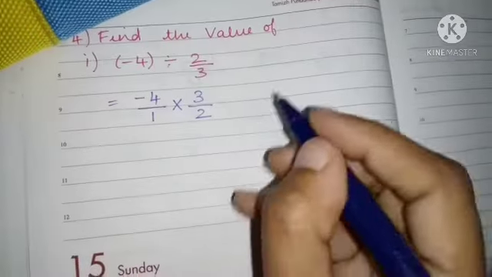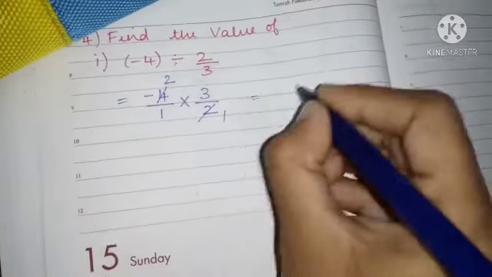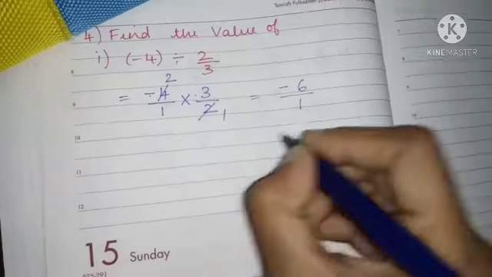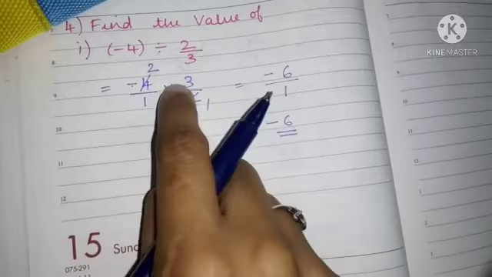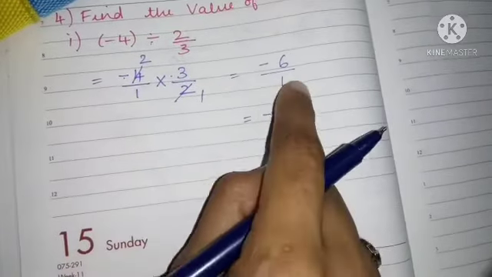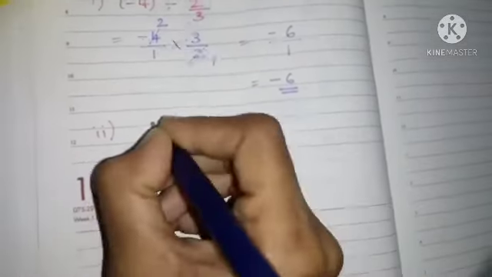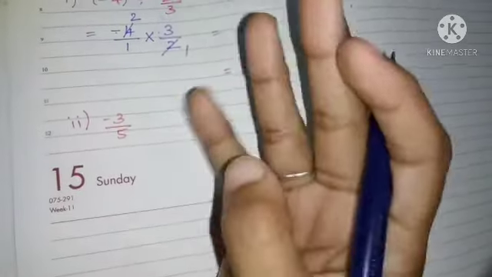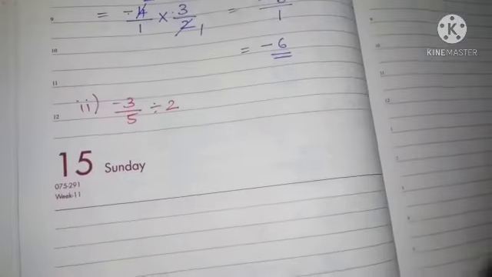Now shall we cancel anything? 2 1s are 2, 2 2s are 4. 2 3s are 6. Minus into plus, minus, divide by 1 into 1, 1. So the answer is minus 6. This is the same as fractions, okay? Don't get confused. It is the same as fractions, but the only thing is this minus sign comes. So you should do both fractions and integers. That is the only difference in this problem.